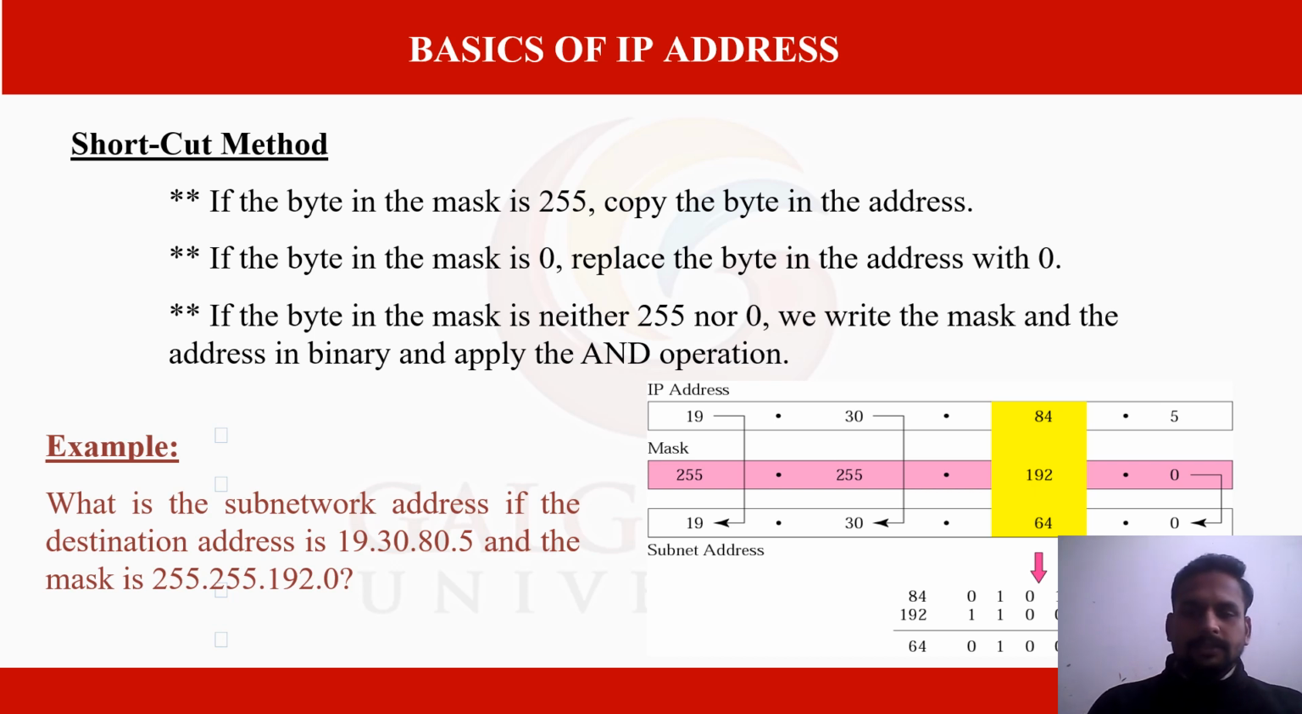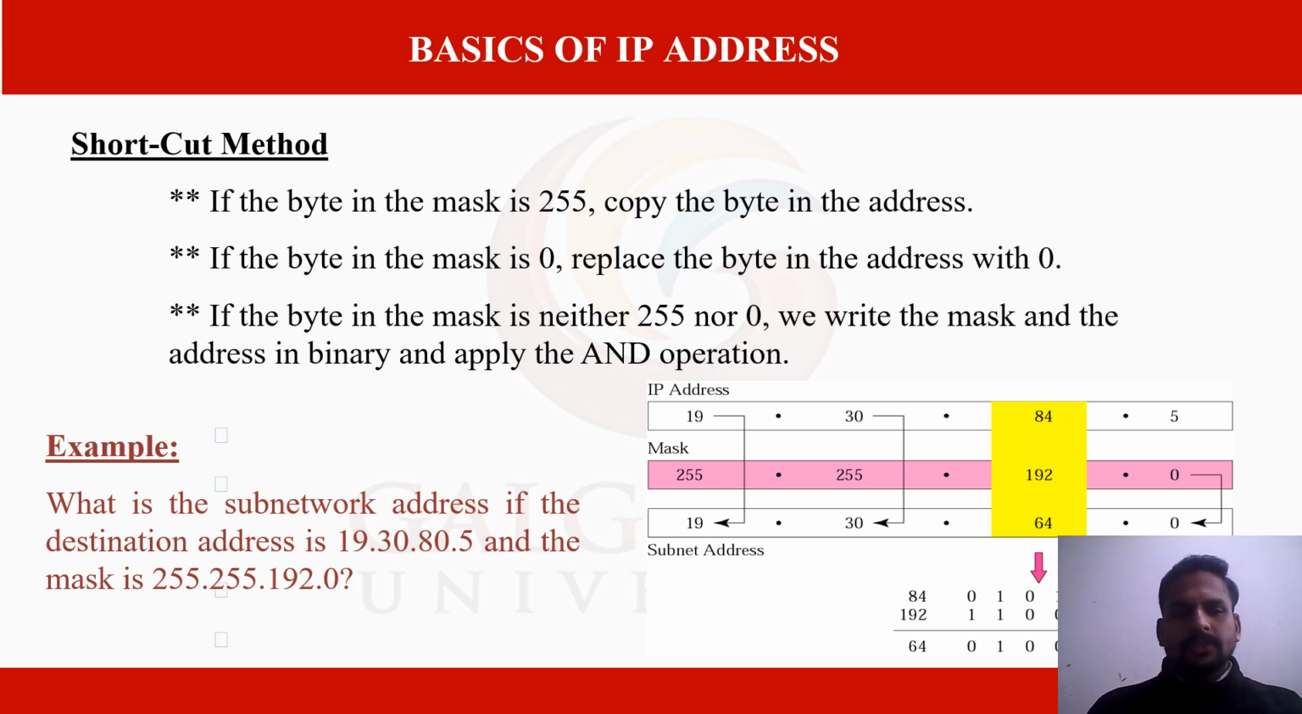Okay, so these are the operations we did in the straight method. The same way we have to do it here. If the number is not 255 or 0, just convert that number into binary format, and the corresponding IP address byte also needs to be converted into binary. Then we apply the AND operation with the mask value and the IP address value. If we apply this AND operation, it will give some output. That output will be the subnet address.